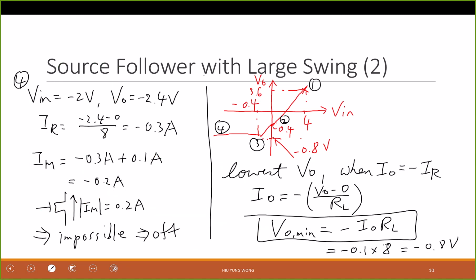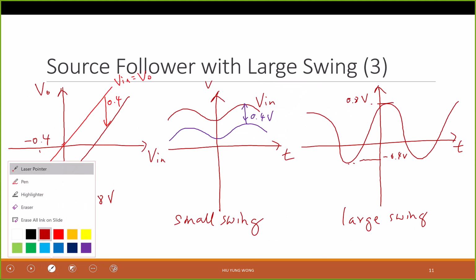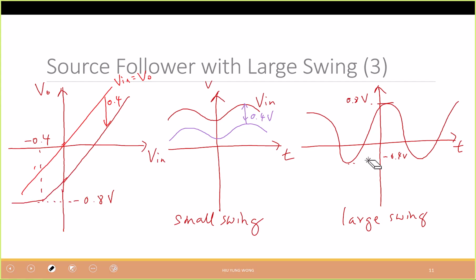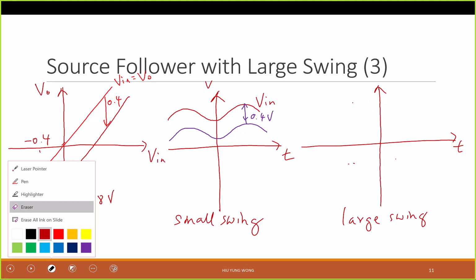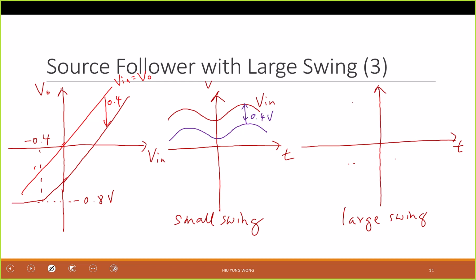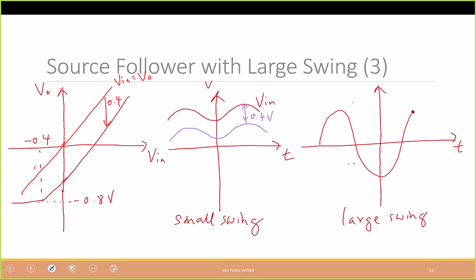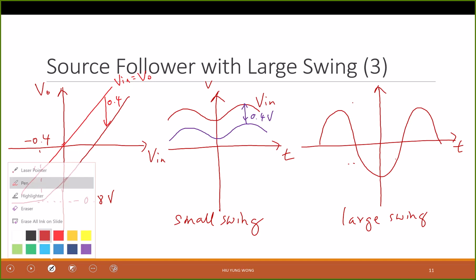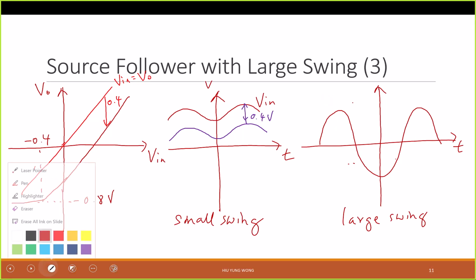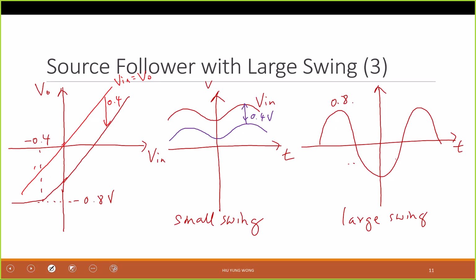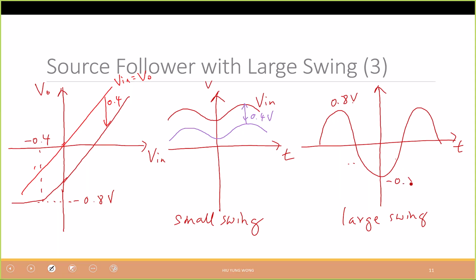Actually, no, 0.4 is not going to give distortion. I'm sorry, let me redo it. They'll be distorted slightly just because the gain of the amplifier is slightly nonlinear, but we cannot see this in our model, right? So let me just do it again, with a larger swing like this. This is 0.8 volt, and this is negative 0.8 volt.